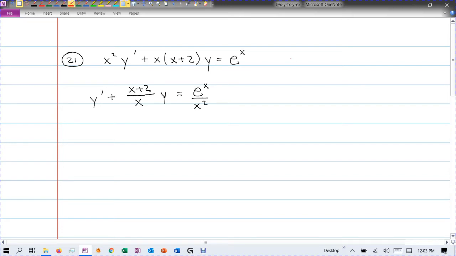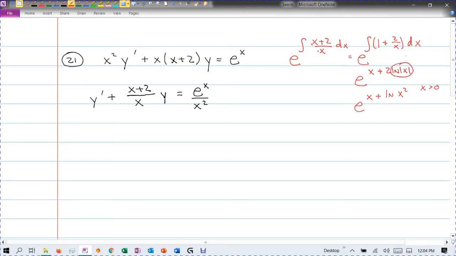Integrating factor, e to the integral of x plus 2 over x dx, which is the same as, because I have two terms in the numerator, one denominator, I can do x over x, which is 1, plus 2 over x dx. That'll be easier to integrate. So e to the x plus 2 natural log of the absolute value of x, which becomes e to the x plus natural log of x squared, as long as x is bigger than 0, because this is only defined if x is bigger than 0.